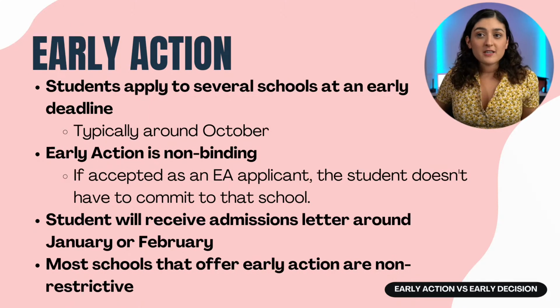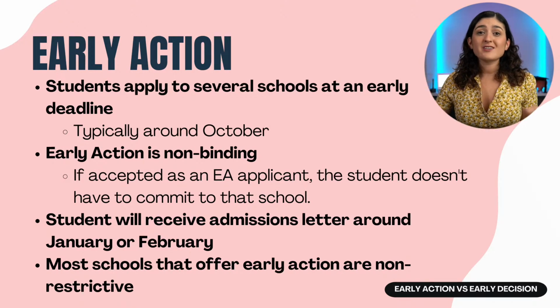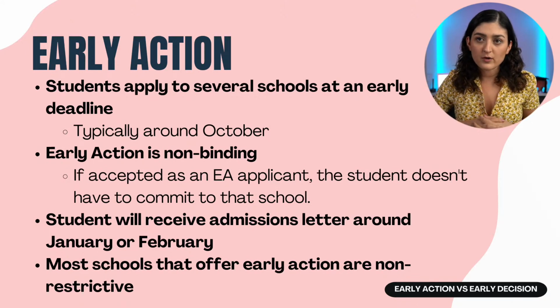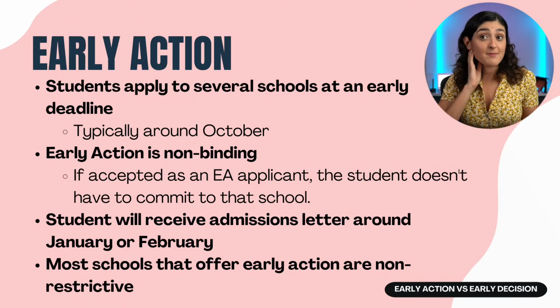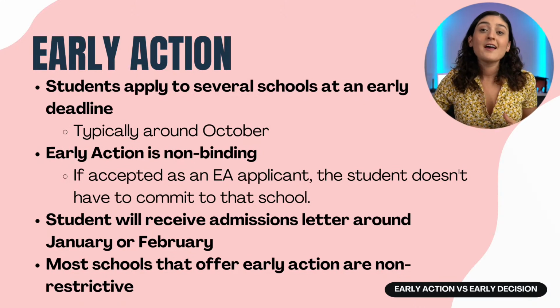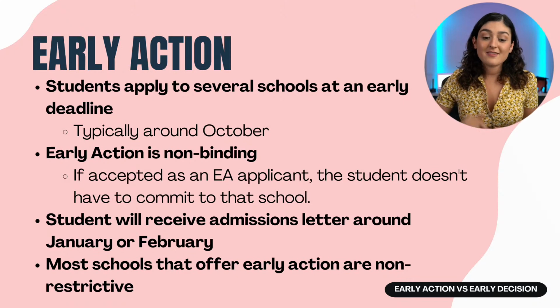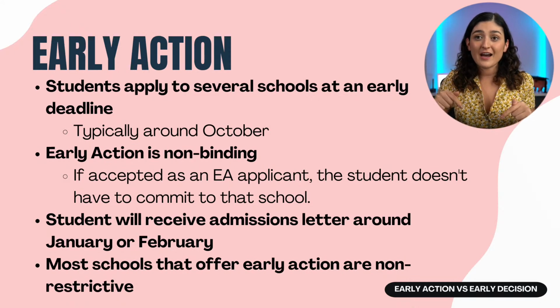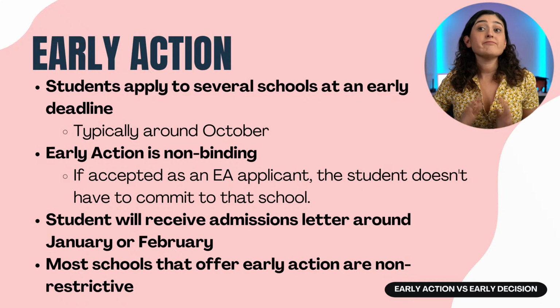So what's early action? Unlike early decision, early action students apply to several schools at an earlier deadline, which is typically around October, right? As I mentioned in the beginning of this live stream, some schools have their early action deadline starting this Friday, October 15th. So some early action deadlines close this Friday for some schools, not all schools. Some schools are, I believe, October 20th. So early action is coming.